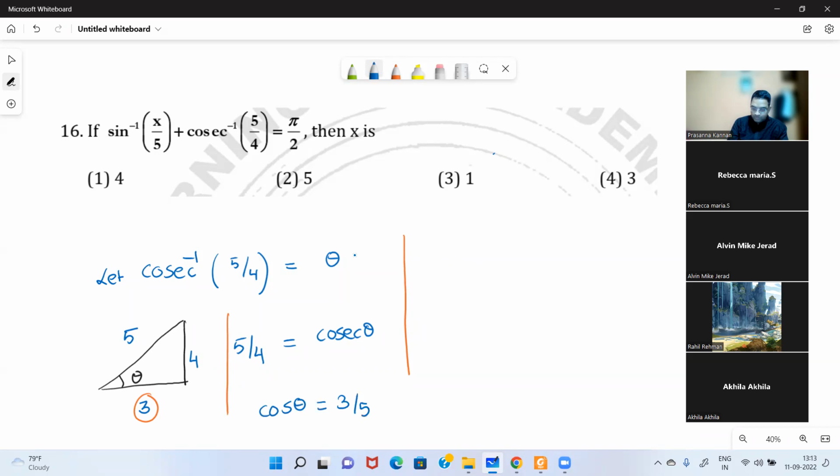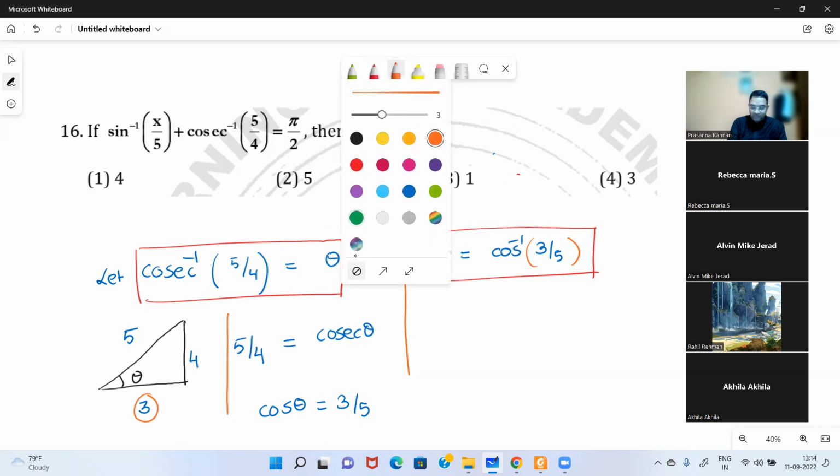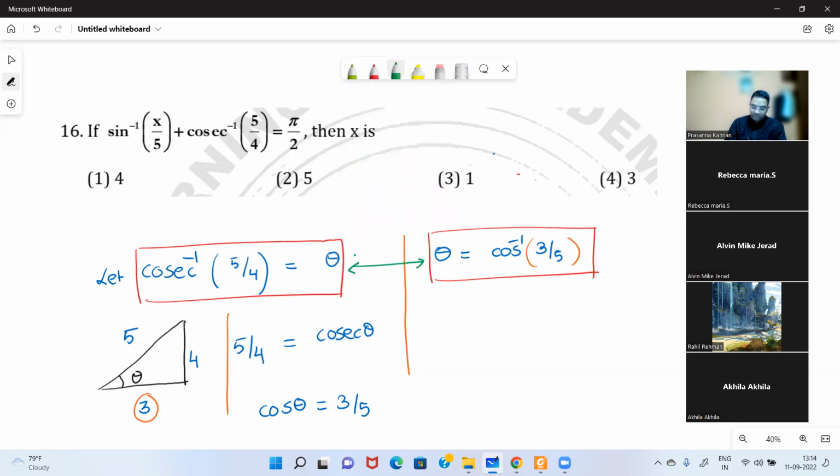So what is theta equal to? Cos theta is 3 by 5, so theta will be equal to cos inverse 3 by 5. Exactly. So now, we started with cosecant inverse of 5 by 4 as theta. But now we have got theta as cos inverse of 3 by 5. So instead of cosecant inverse of 5 by 4, I can replace it with cos inverse 3 by 5, correct? Yes, sir.